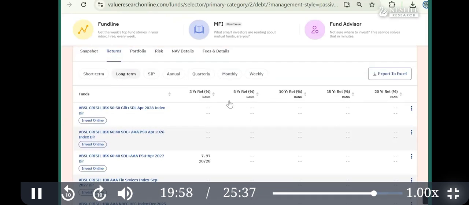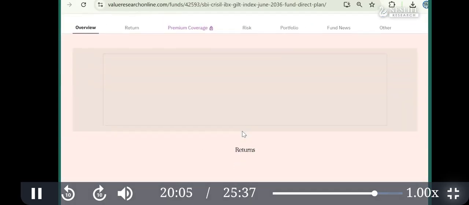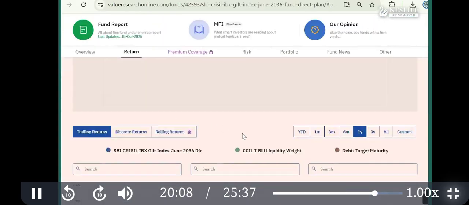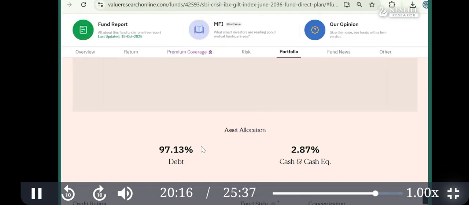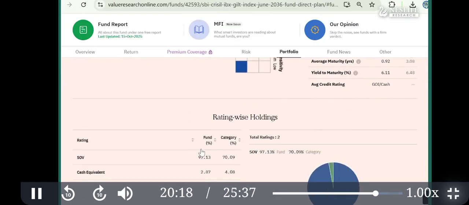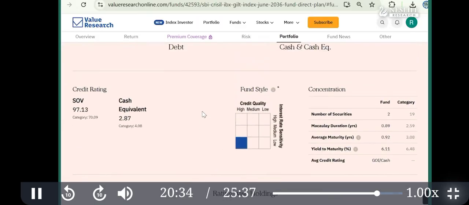In debt funds we don't do SIPs as such. We can invest anytime. There is no risk. So let's say this fund is giving 9%, and if you click the return, you see its rank. Here you can see it's the first rank out of 31. Now, if you see the portfolio, you will see where they are investing. They are investing in government bonds. SOE means sovereign government. Everything is in government bonds. That means this is a very safe fund as far as default risk is concerned. Government will not default.